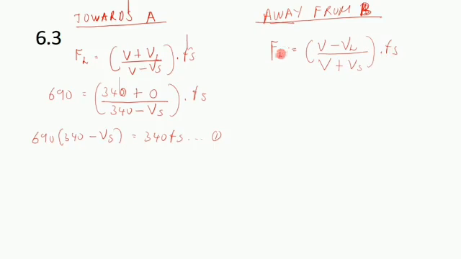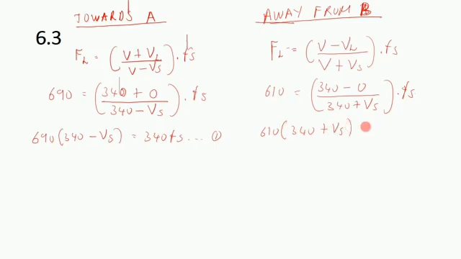So the frequency detected by B is 610, since it's moving away, and then the velocity there is 340 minus 0, because observer B is also standing on the side of the road. Then here we have 340 plus Vs, and then multiply that by the frequency of the source, which we are not told. So to cross multiply here, we will have 610, then in brackets 340 plus Vs equals 340 Fs. Then let's say this is our equation 2.